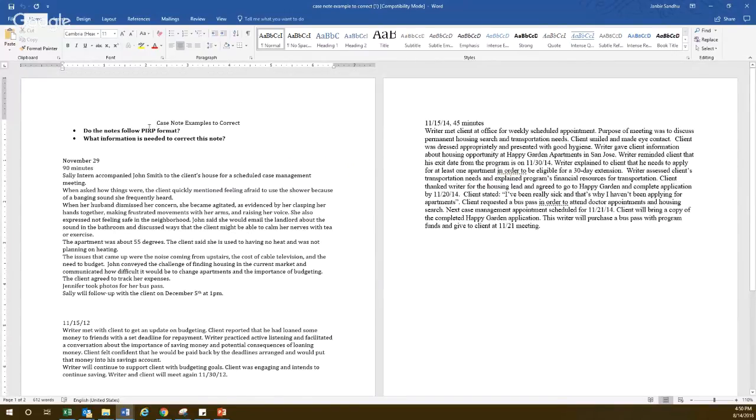Take a look and answer these 2 questions. Does this note follow PERP format? What information is needed to correct this note? If you were writing this note, if you were auditing this note, what information is missing? What information is needed to make sure that this note would follow PERP format and would be a good auditable note? Or would you make the person go back and do it again? So facilitator, please put me on pause, divide everyone in groups so that they can continue to work and edit these notes in the PERP format.